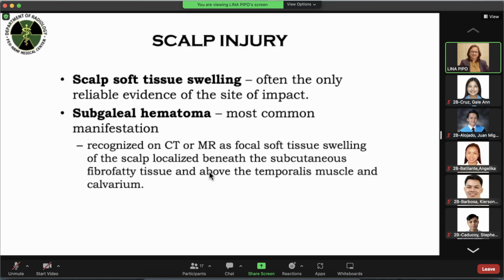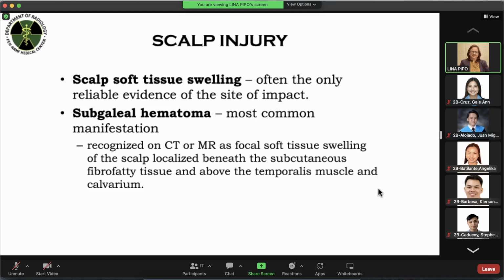Then next is scalp injury. Scalp soft tissue swelling is the only reliable evidence for us to determine the site of impact. So if there is soft tissue swelling in that area, most probably that's the site of the impact. So that's our clue, or that will be our focus, because most probably that's where our fracture is.